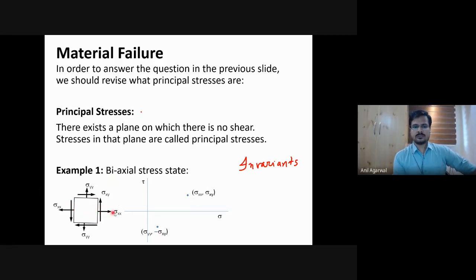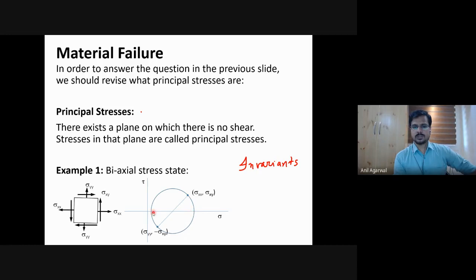So for this face, we take sigma xx, sigma xy, we draw it here. For this face, we take sigma yy, minus sigma xy, and we draw it here. The two faces are at 90 degrees from each other, so we call it 180 degrees on the Mohr circle. Then the Mohr circle is drawn by keeping these 2 points in diametrically opposite locations. So the Mohr circle looks somewhat like this. Agreed? You are all familiar with Mohr circle, right?